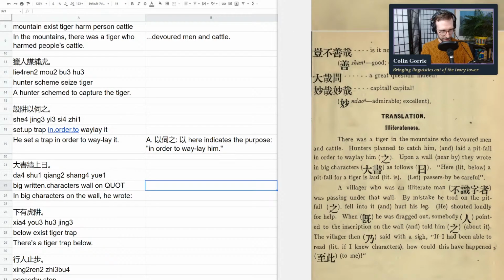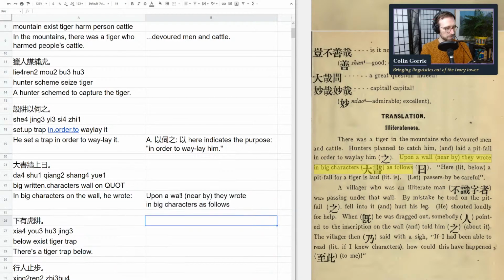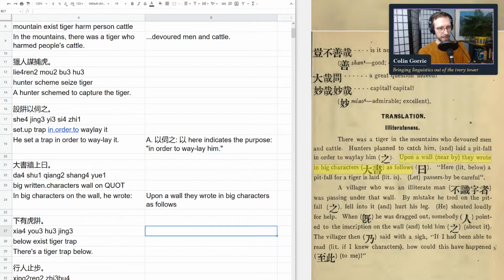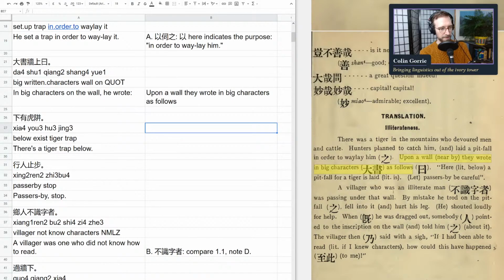So let's see if this is decently OCR'd. Maybe I can just copy and paste it. Not bad. Here below, a pitfall for a tiger is laid. There's a tiger trap below. Great. Let passersby be careful. Passersby stop. Fine.